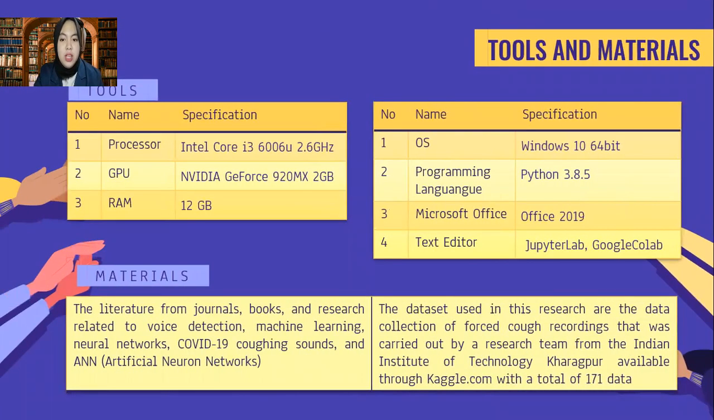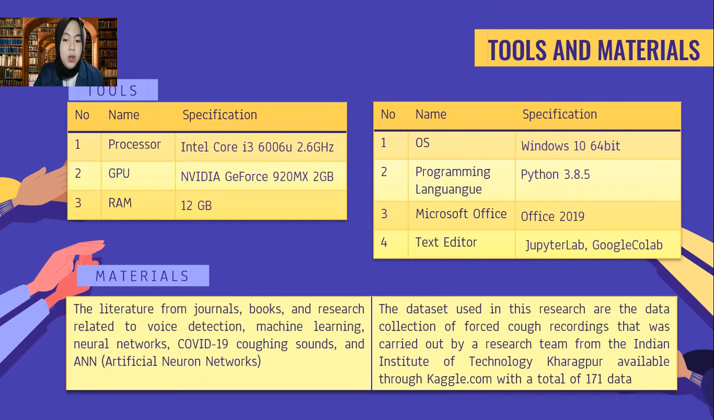First, for tools and materials, for the hardware, the specification is the processor is Intel Core i3 basic, and GPU is NVIDIA GeForce, and I have RAM of 12 gigabytes. And for the software, I use operating system Windows 10 and programming language using Python. And for writing the final report, I'm using Microsoft Office 2019. And for the code of this research, I'm using text editor Jupyter Lab and sometimes Google Colab.